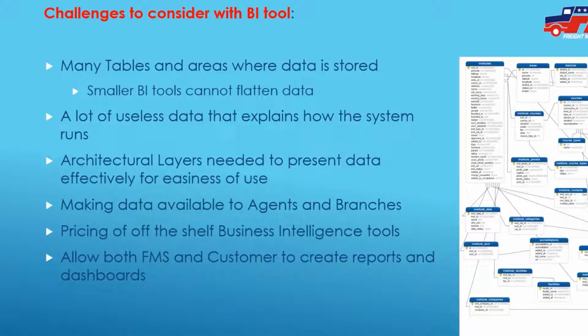We need an architectural layer that we can present only the data that makes sense to our customers. We don't need the data that tells the system how to run, how a grid looks, or how user security is. You don't typically need that, even though it's available if we need it. But we can make this architecture layer so that we can see the different loads and customers and so on from there.